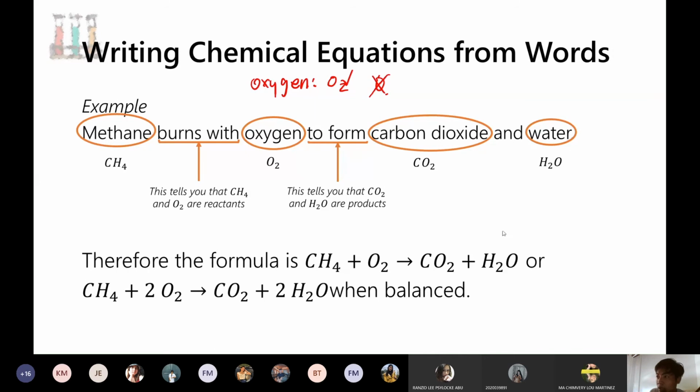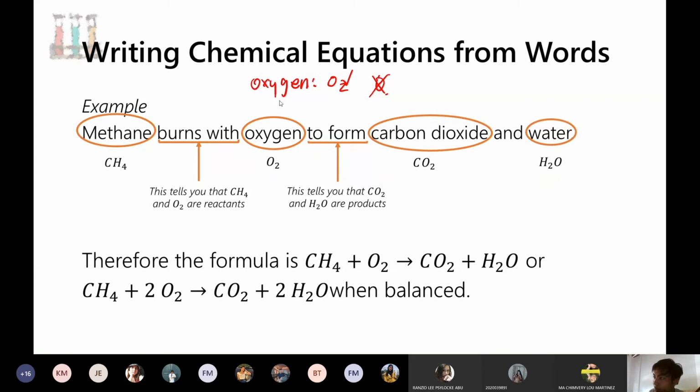I have to emphasize this because merong gumagamit ng O pa rin. Mali yun ha. The proper equation should be O2. The proper formula is O2. Pag oxygen, hindi O. Okay? So yun lang, emphasize ko lang na O2 ang oxygen. Then carbon dioxide, CO2, water, H2O.